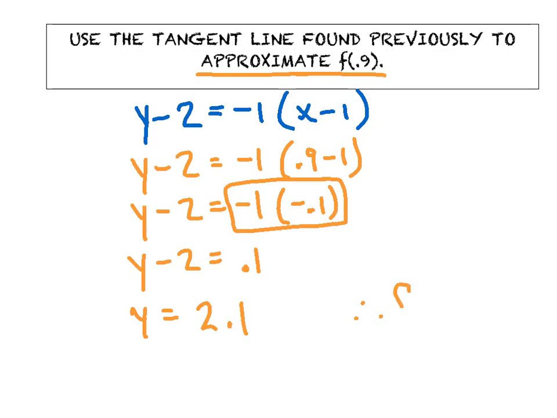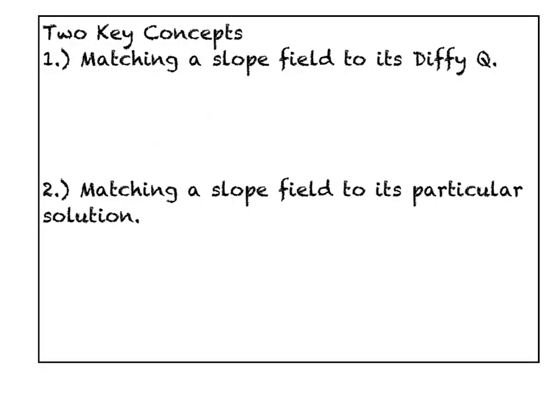Therefore, we could say, you know what? f of 0.9 is approximately 2.1. If they wanted to know whether that's an overestimate or underestimate, we'd have to calculate the second derivative using some intense quotient rule. We'd evaluate that second derivative at the point 0.1, 2, and then check out the concavity. So certainly something we could do.